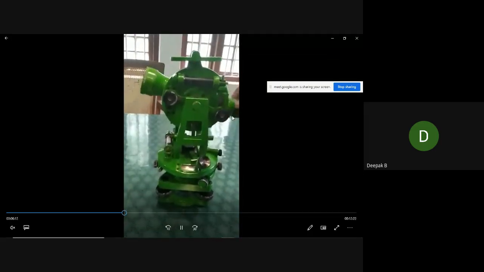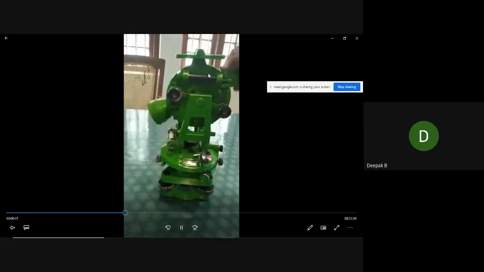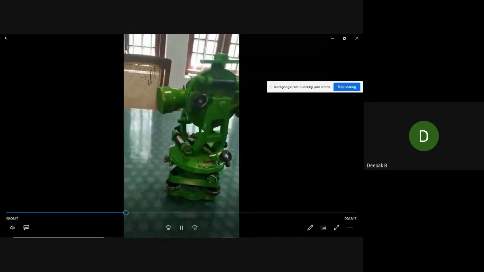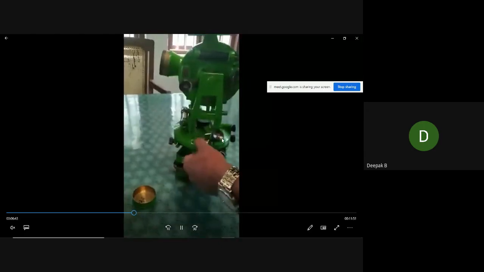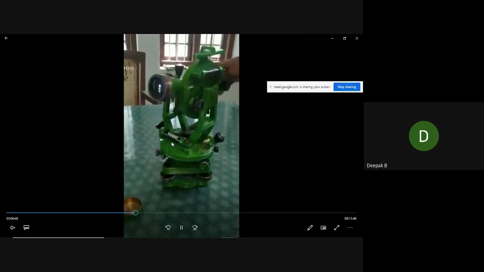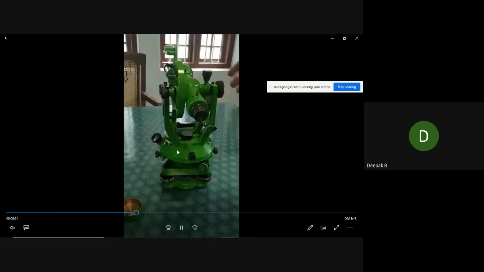So regarding the telescope, as you've seen it first, it can be rotated in the vertical plane. Therefore, that process is known as transiting. And that is the reason why it is known as a transit theodolite. And when you are rotating it in the horizontal plane, it is known as swinging. What he is doing now is known as transiting. He is rotating it in the vertical plane. When he was rotating it in the horizontal plane, that was swinging. This process is called swinging.